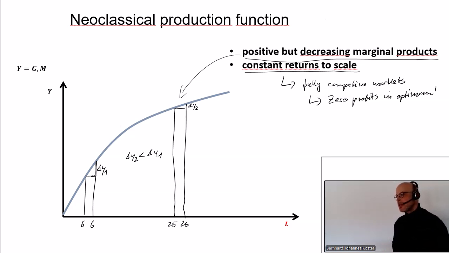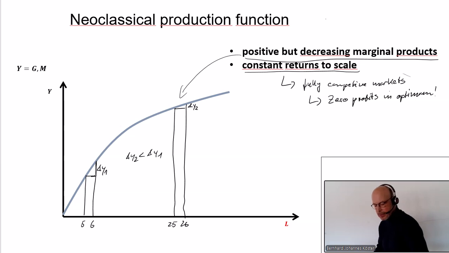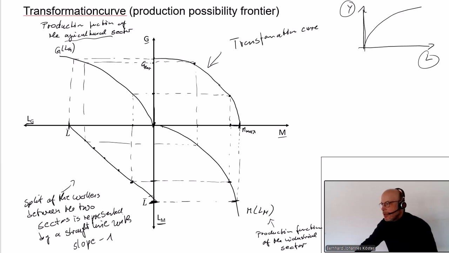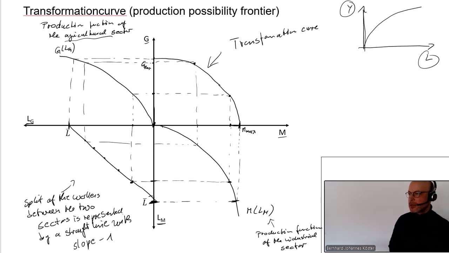The other one is that we still assume within our two input factors constant returns to scale, and this in general means that we are looking still at fully competitive markets where in the end we have in optimum zero profits. Then, similar to the Ricardian model, we derived the transformation curve because the same is of course still true. We have opportunity costs producing one good, because the mobile factor labor we are using in both sectors.